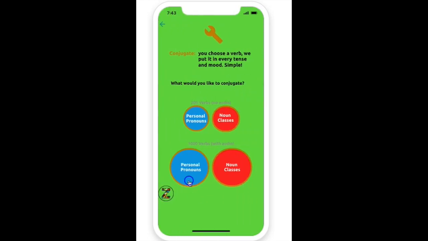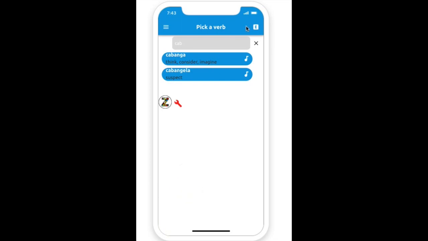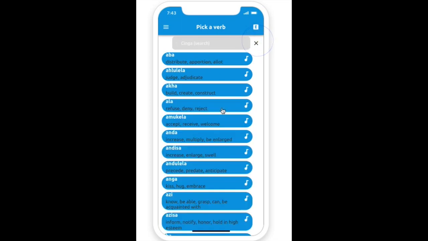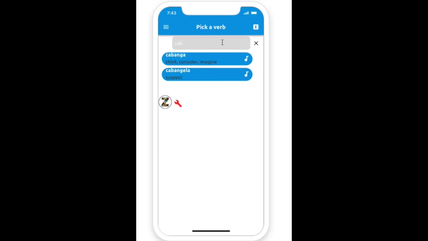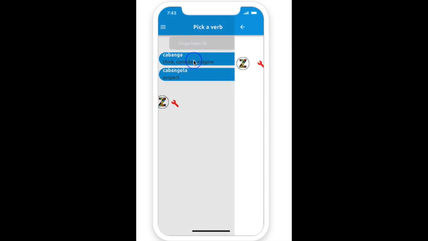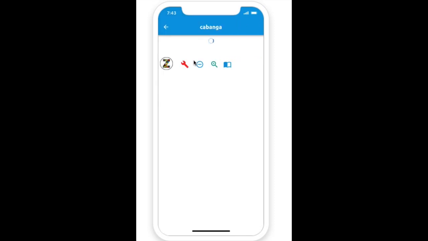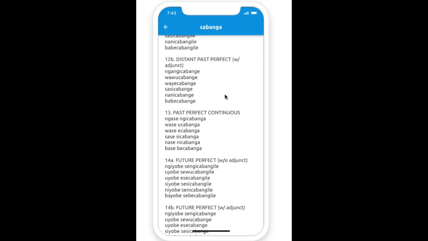If you click conjugate, let's say we want to look up the word cabanga in Zulu and we don't know what it is. And we don't want to scroll all day. We could scroll and see other verbs, but we want to search. Well, we can search it right here. C-A-N, there we go. Look at that. It auto-completes and there is our word. So we actually can use the app as a dictionary.